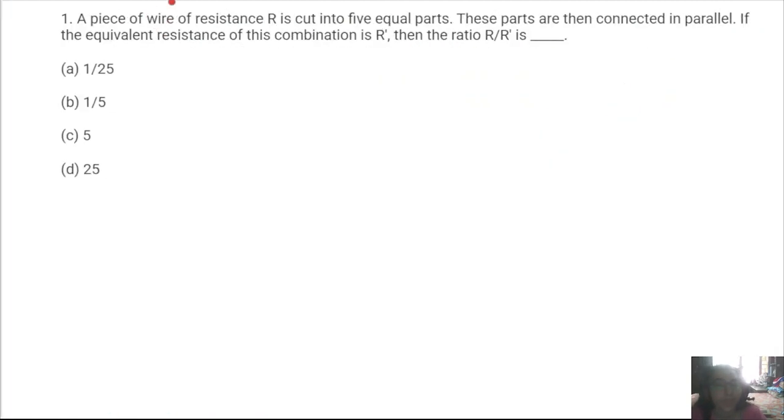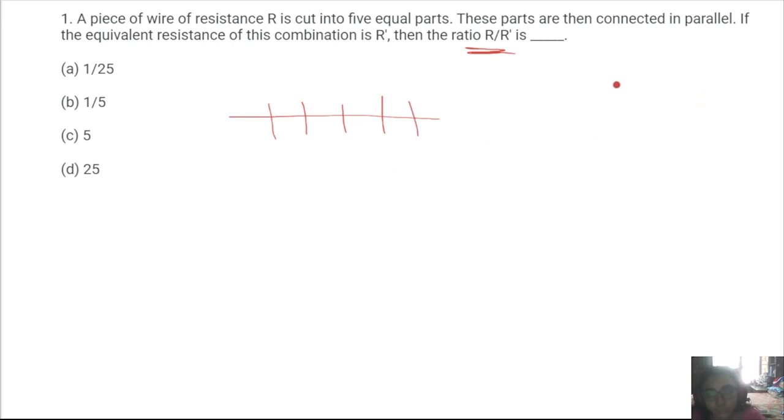Okay. A piece of wire of resistance R is cut into 5 equal parts. These parts are then connected in parallel. If the equivalent resistance of this combination is R prime, then the ratio is what? Okay. This is an interesting question. First, they are saying that a wire they have cut into 5 equal parts.